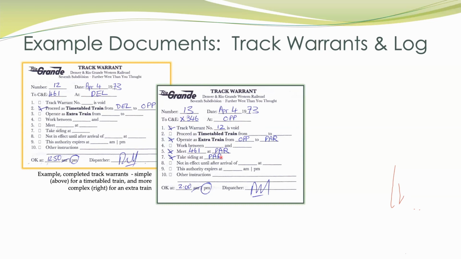Now, again, in that timetable and train order system, I've given you a clearance form, and I've given you an order, and I've given you a meet order, and I've given you a note to take the siding. But it's all done like check, check, check, done.